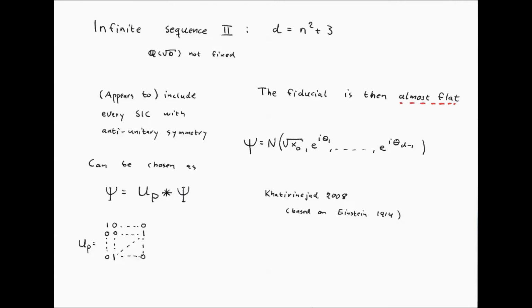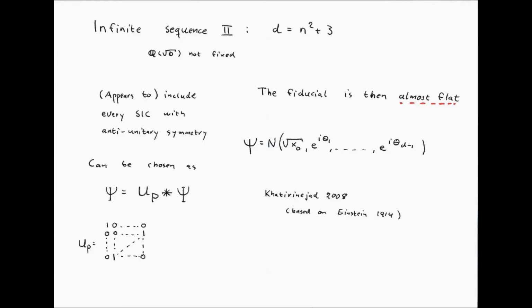The reason for focusing on these dimensions is that this sequence, well, we think that they include, this is numerically supported, so to say, every SIC that has not only a unitary symmetry from the Clifford group, but also an anti-unitary symmetry from the extended group. And the anti-unitary symmetry turns out to be very illuminating. If you assume that you have a SIC which has an anti-unitary symmetry, you can argue that it should take this particular form. So you take the vector, you take its complex conjugate, that's the anti-unitary part, and then you apply the parity matrix, the Fourier matrix square, to the conjugated vector, and you get the vector back again. So this is what we think the symmetries look like.